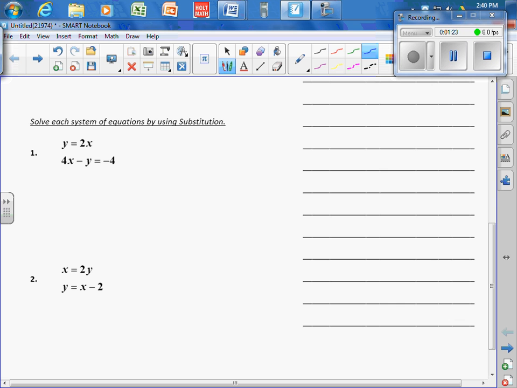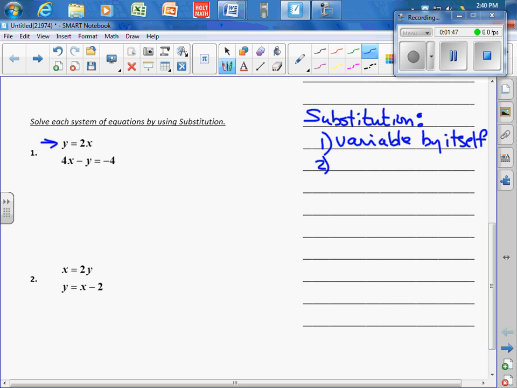When you solve a system by substitution, number one, always start with a variable that's by itself, an isolated variable. In number one, we have a variable by itself, that's y. Number two, here's what I do to solve these. Put what it's equal to in parentheses. So what's y equal to? It's equal to 2x. So put the 2x in parentheses.